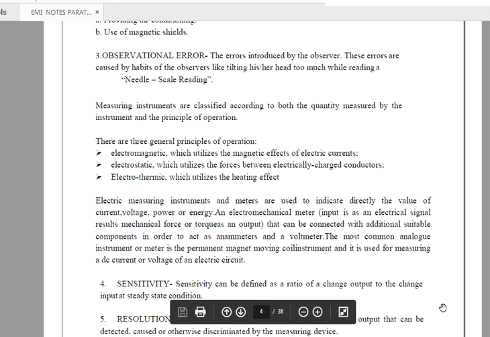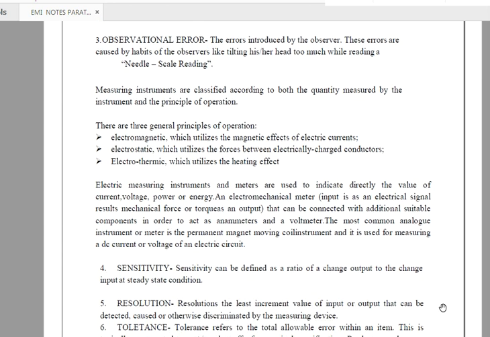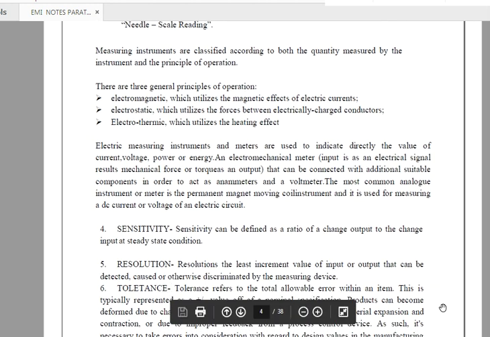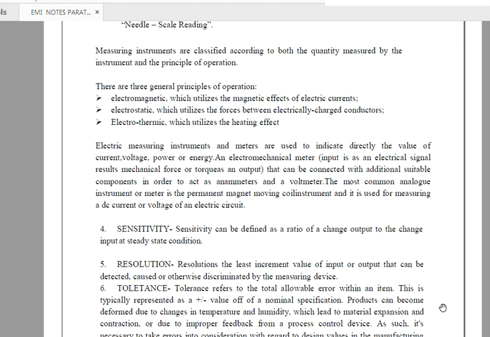The most common analog instrument or meter is the permanent magnet moving coil instrument, PMMI, and it is used for measuring a DC current or voltage of an electric circuit. PMMI instruments are used for measuring DC current or voltage of an electric circuit.